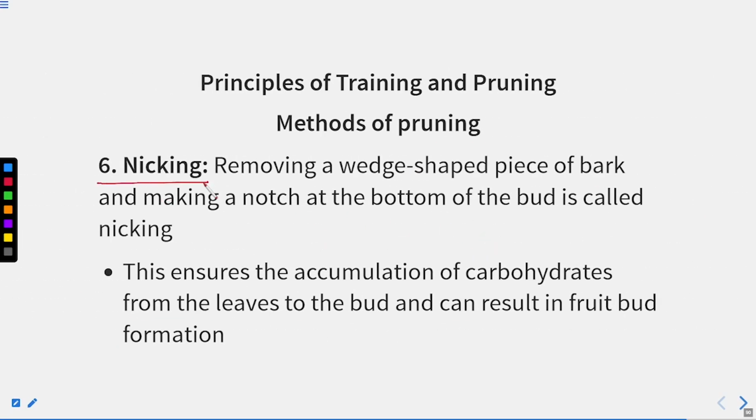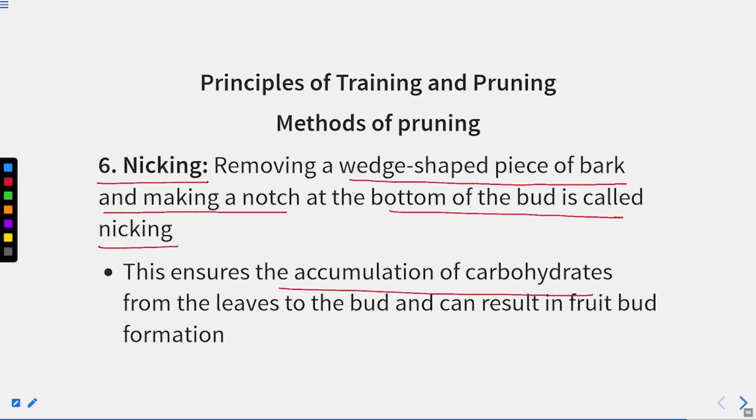Next is nicking. Removing a wedge-shaped piece of bark and making a notch at the bottom of the bud is called nicking. This ensures the accumulation of carbohydrates from the leaves to the bud and can result in fruit bud formation. So this is all about pruning.